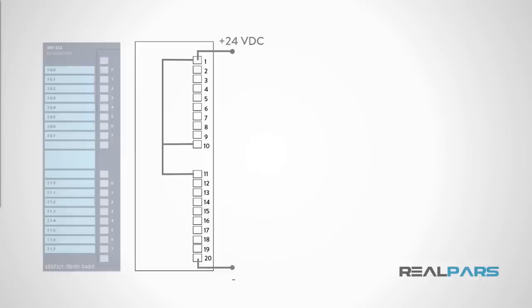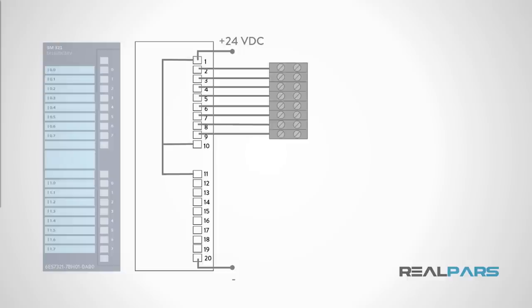In practice, the PLC input card channel connections, terminals 2 through 9 and 12 through 19, will be brought out to a terminal block. These marshaling connections, as they're called, allow the field wires to be more easily terminated in the control panel. These terminals are represented by the letters A through H in this diagram. The installer usually pre-wires the marshaling terminals, terminal 2 on the SM321 card to terminal A, terminal 3 to terminal B, and so on.